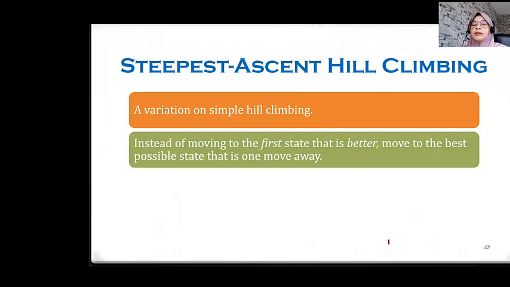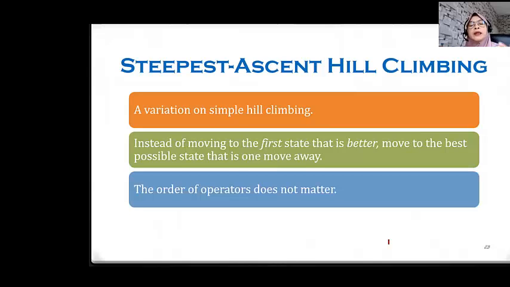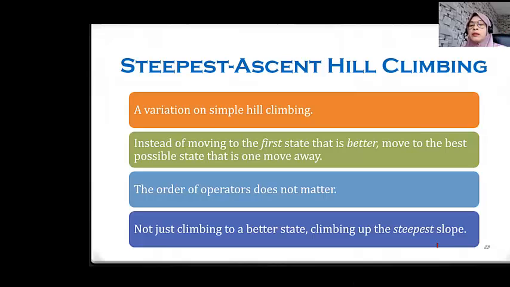In this algorithm, instead of generating just one neighbor solution, evaluating it, and accepting or not accepting it, the steepest descent algorithm generates all the possible neighbors. It will accept the best neighbor among these neighbors. So the order of operators does not matter, because at each iteration this algorithm generates all neighbors. Not just climbing to a better state, this algorithm climbs up the steepest slope.